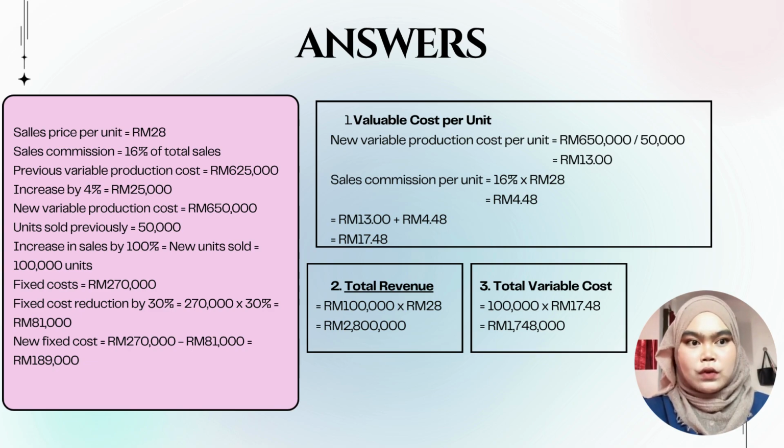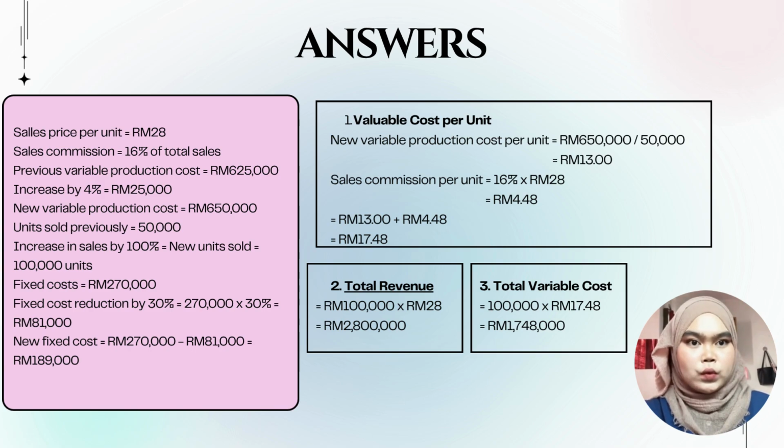The new variable production cost is 615,000 divided by the base 1,500 units, and we get 13 ringgit per unit. Next, the sales commission is increased to 60% of the new selling price, which is 28 ringgit. So, 60% times 28 ringgit, and we get 4 ringgit 48 cents per unit. Therefore, the total variable cost per unit is 13 ringgit plus 4 ringgit 48 cents, and we get a variable cost per unit of 17 ringgit 48 cents.